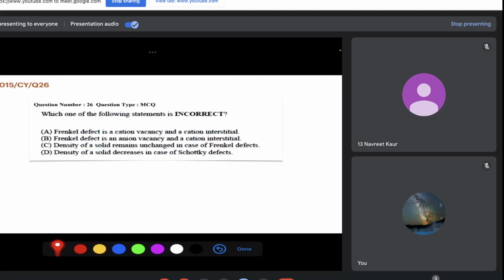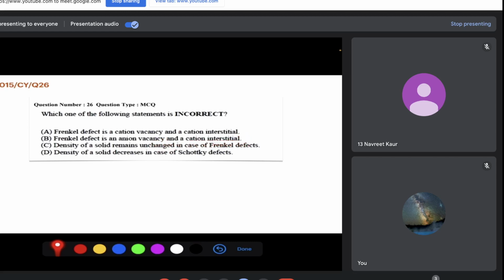Now coming back to our question, which asked which one of the following statements is incorrect. So option A, the Frenkel defect is a cation vacancy, which is correct, because the cation is vacated from its lattice point and becomes a cation interstitial, correct. Option B, Frenkel defect is an anion vacancy. It's totally not correct, because the anion has a larger size, and we have discussed this in Frenkel. Only the cation, of smaller size in comparison to the anion, moves towards the interstitial site, as a cation interstitial.